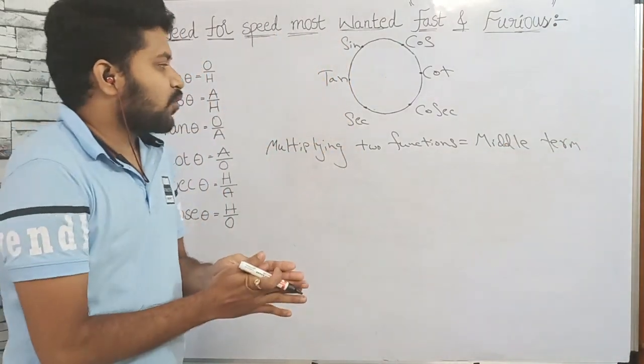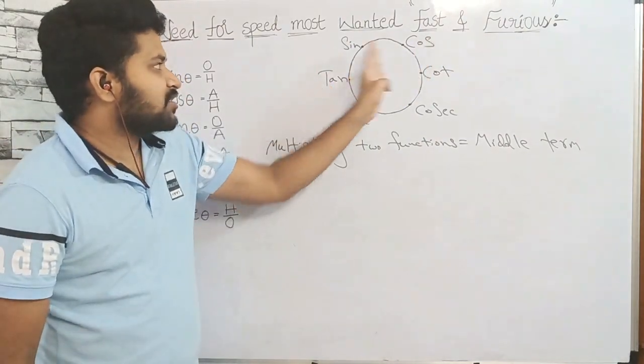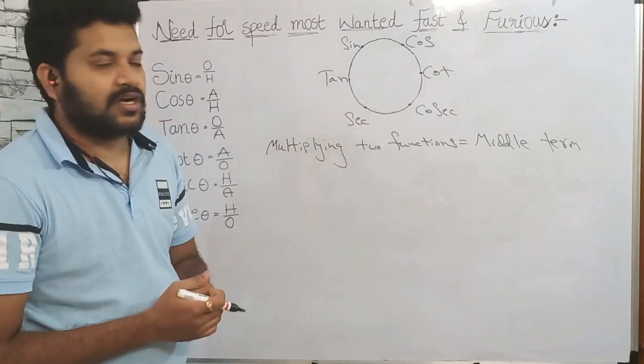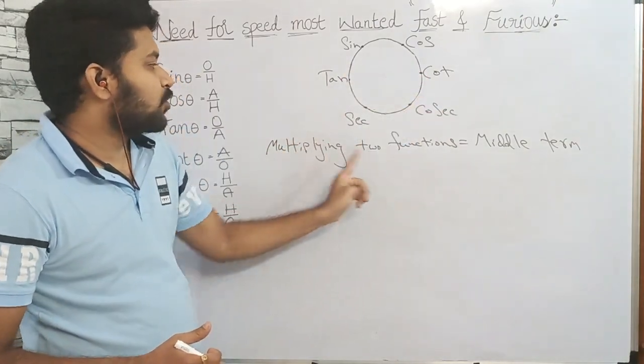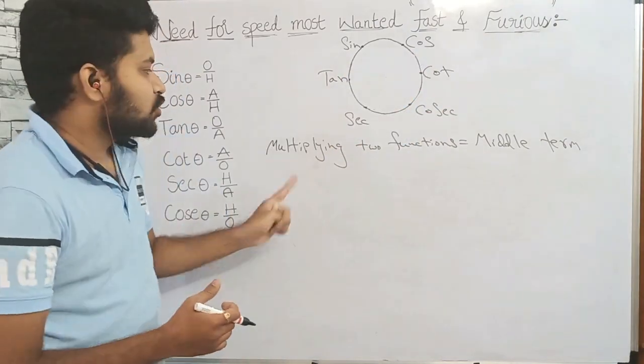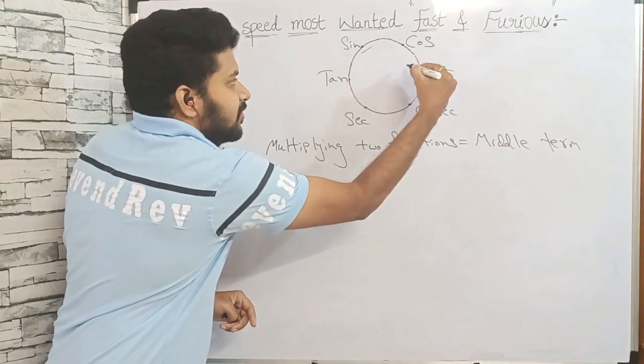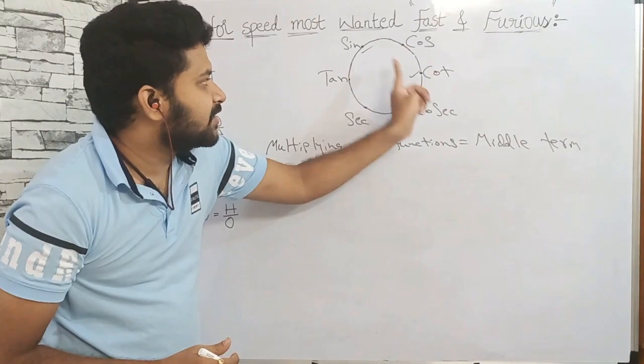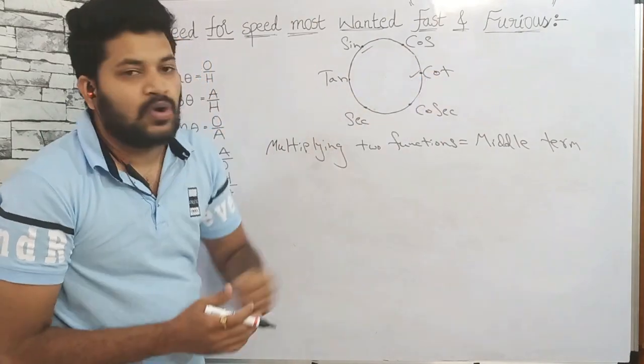Now the next concept is: multiplying two functions is equal to the middle term. Suppose my target is sin theta into cos theta; if I multiply these two terms, multiplying two functions is equal to the middle term. So which are we multiplying? Sin and cot. These two I am selecting. Here I wrote middle term: in between sin and cot I have cos.